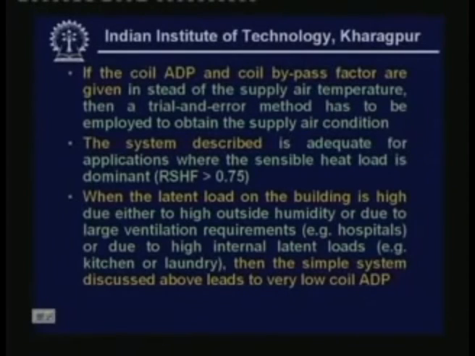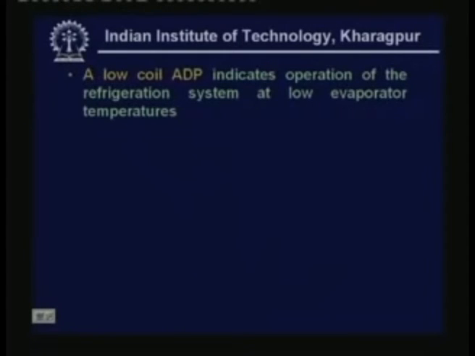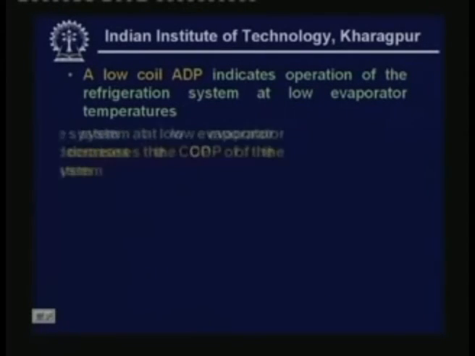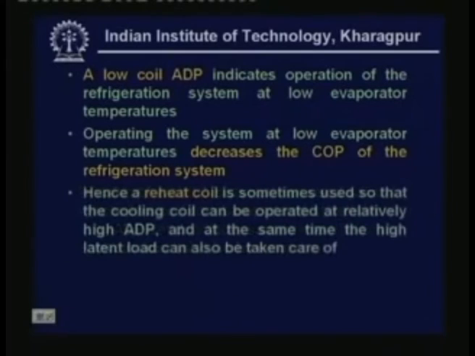One of the modifications is what is known as a system with reheat coil. A low coil apparatus dew point indicates operation of the refrigerant system at low evaporator temperatures. This is all repetition of what I have said. Operating the system at low evaporator temperatures decreases the COP of the refrigerant system. Hence, a reheat coil is sometimes used so that the cooling coil can be operated at relatively high ADP, and at the same time the high latent load can also be taken care of. I will explain this system shortly.